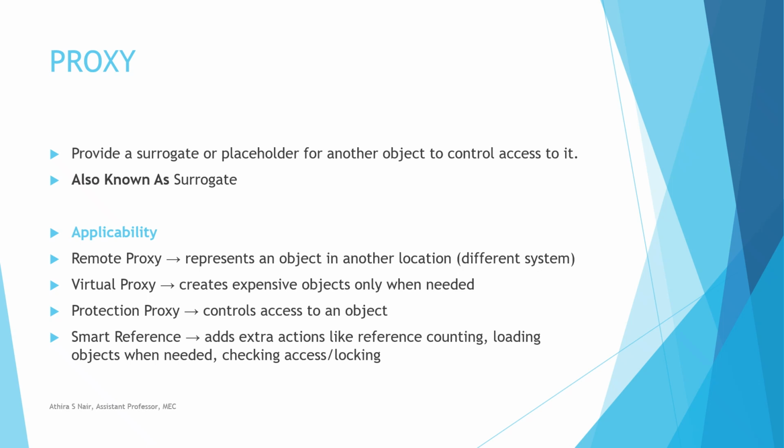So first is a remote proxy, which provides a local representative for an object in a different address space. A virtual proxy creates expensive objects on demand. Protection proxy controls access to the original object. Protection proxies are useful when objects should have different access rights. And a smart reference is a replacement for a bare pointer that performs additional actions when an object is accessed, like counting the number of references, or loading a persistent object into memory, or checking that the real object is locked, like that.